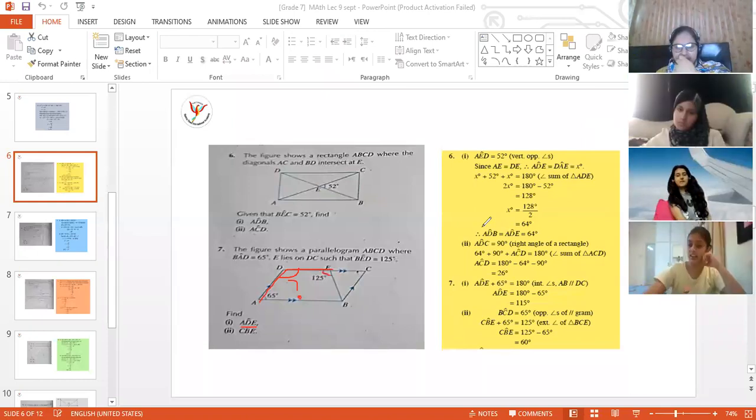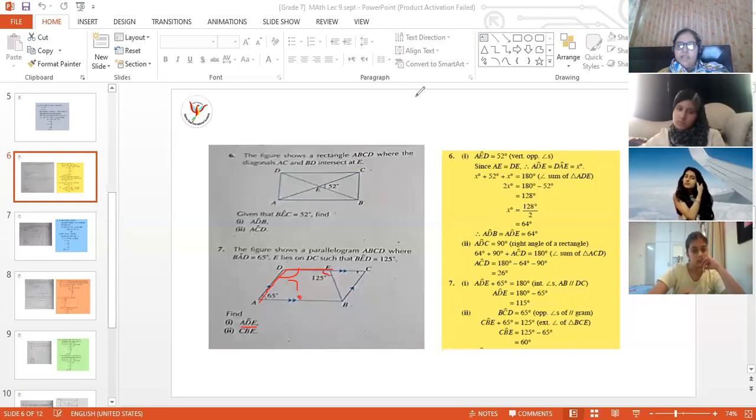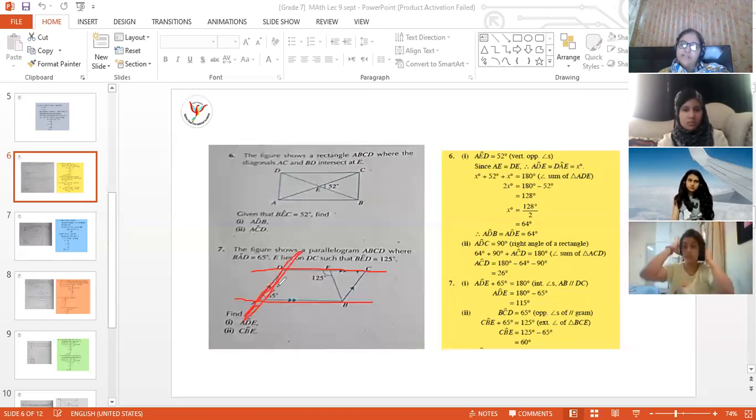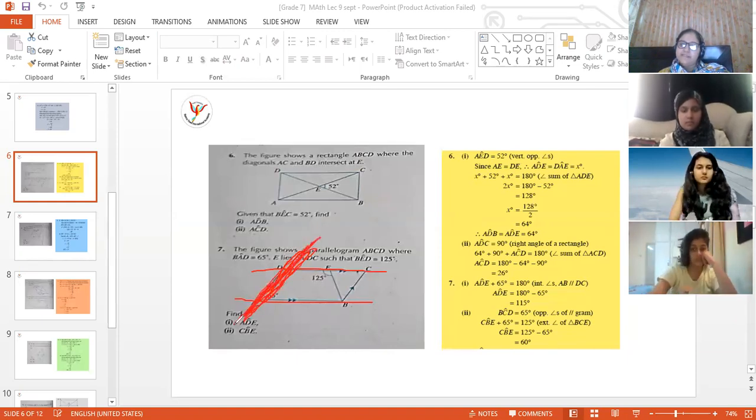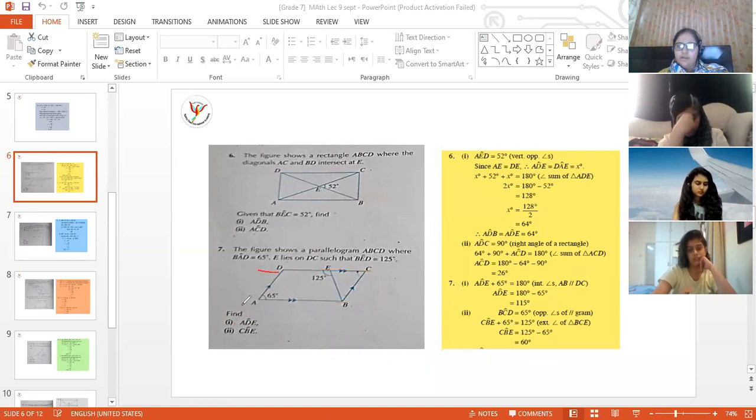Okay. Children, what is angle ADE? This is a straight line. These are parallel lines, right? This is a transversal, cutting the two parallel lines. This concept is clear: two parallel lines and a transversal cutting them.